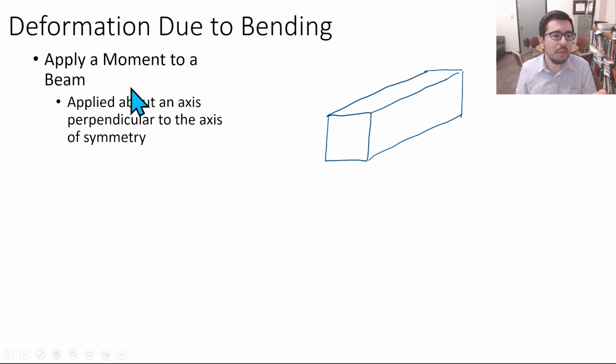So we apply moments to a beam, and they're about an axis perpendicular to the axis of symmetry. We have two options: they could be about an axis going this direction, or about an axis going this direction. So you could be twisting it, or you could be bending it up and down.